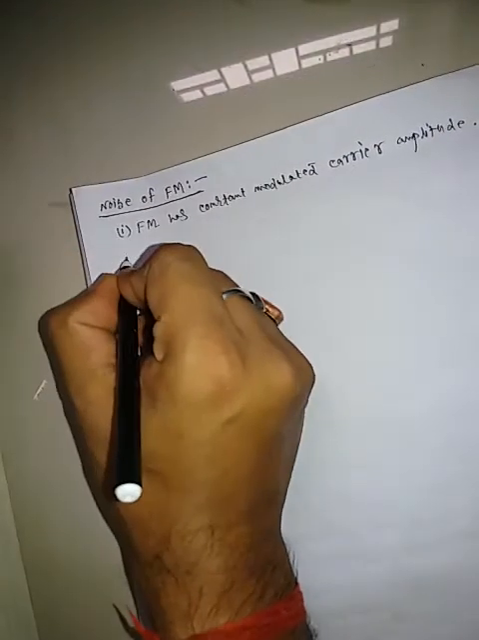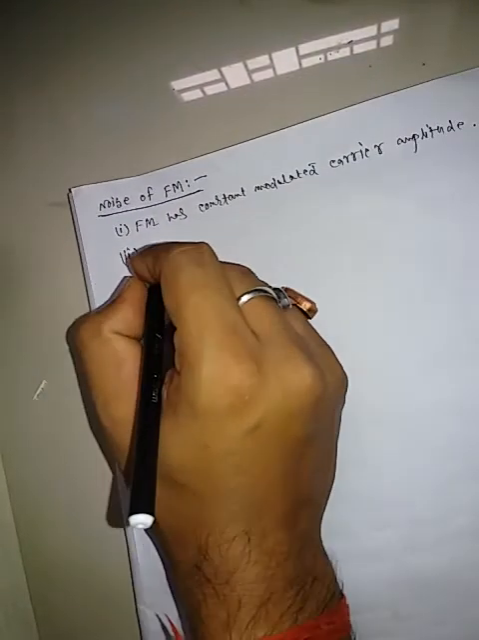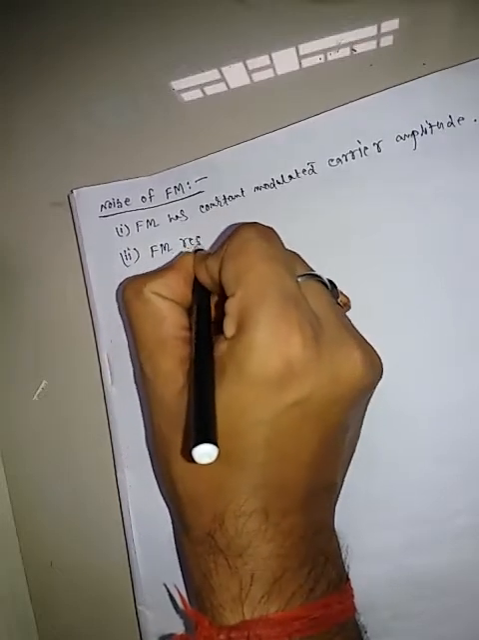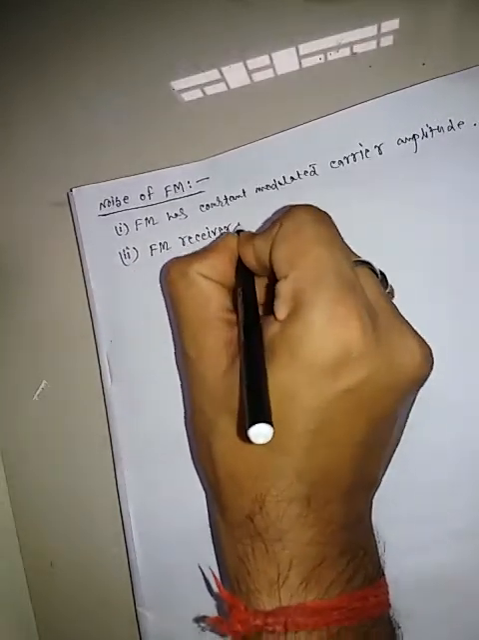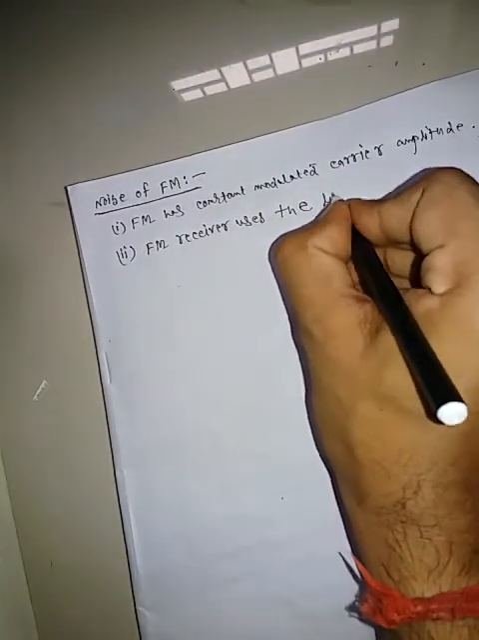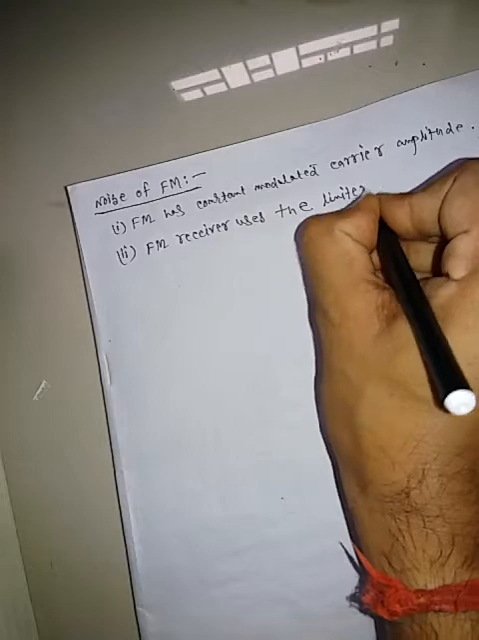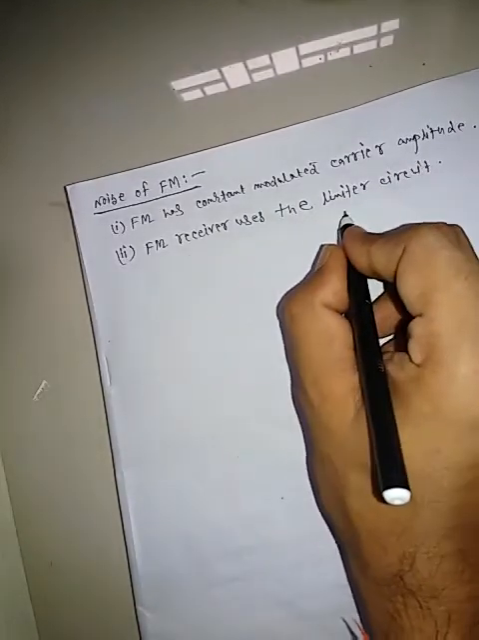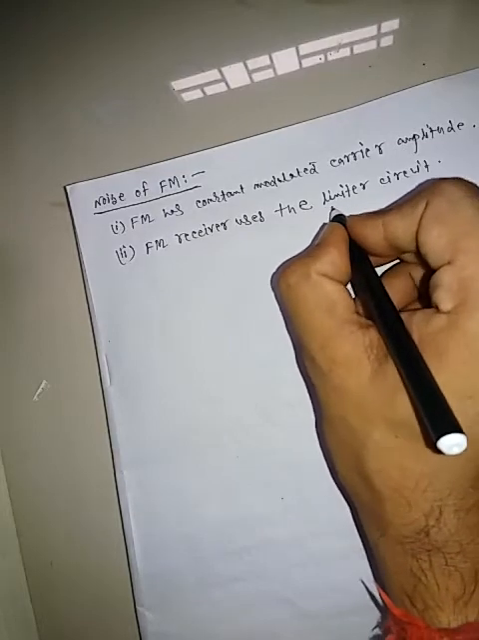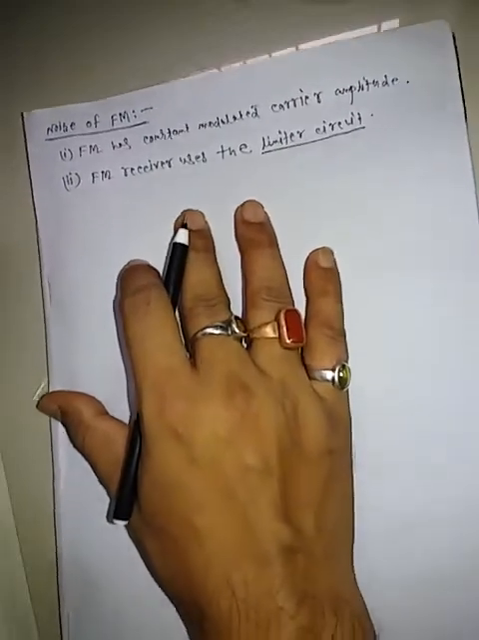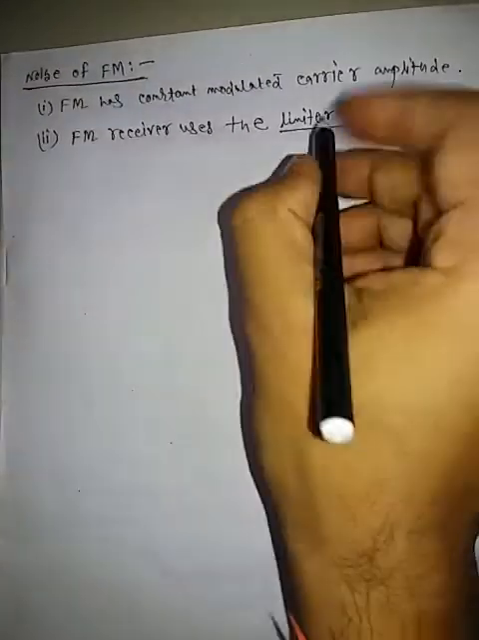The second thing is that the FM receiver uses the limiter circuit. The AM receiver does not use the limiter circuit, only the FM receiver uses it. What is the function of the limiter circuit?